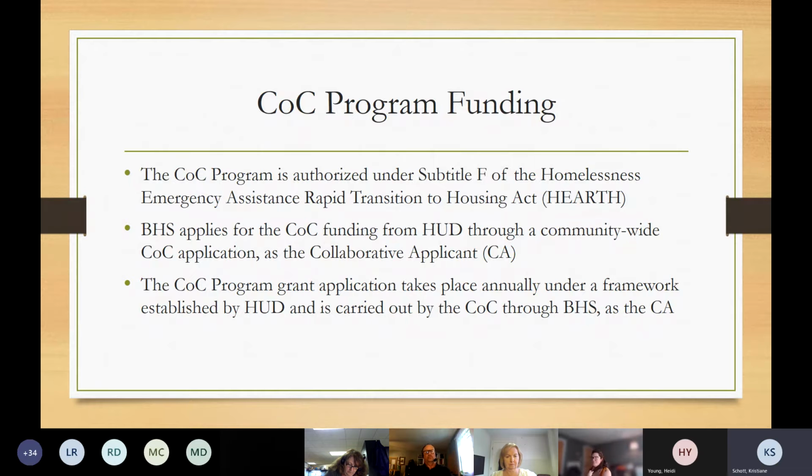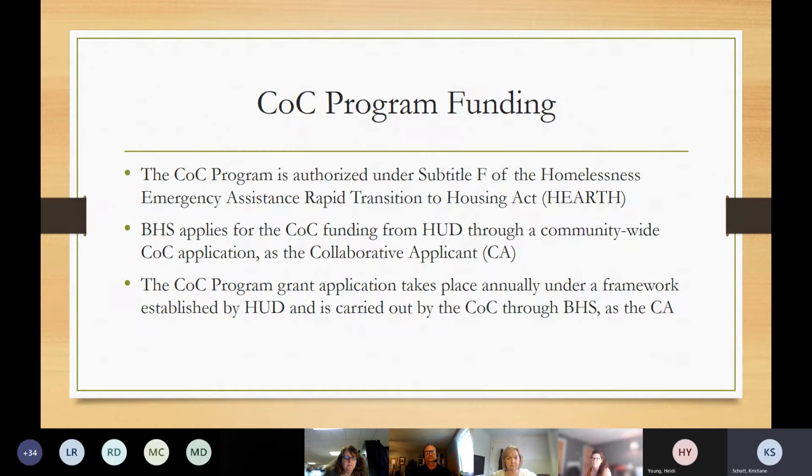BHS, as the collaborative applicant for the Balance of State Continuum of Care, applies for the CoC funding through a community-wide Balance of State application. The CoC program application takes place usually annually under a framework established by HUD and is carried out by the CoC with the Bureau of Housing Supports as the collaborative applicant.